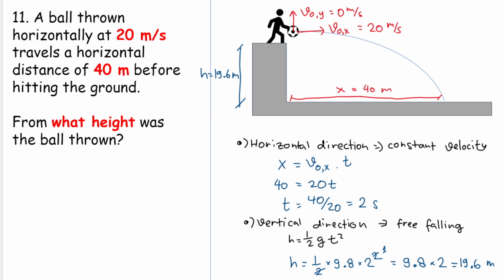And I think that is the final answer here. This is the answer to this question. From what height was the ball thrown? So this is also the answer here. Okay, hopefully I did not make any mistakes during my calculation.